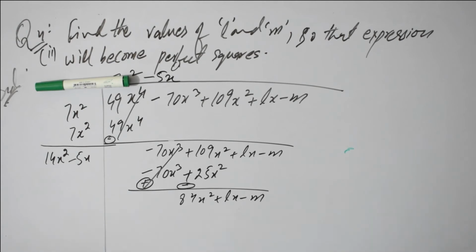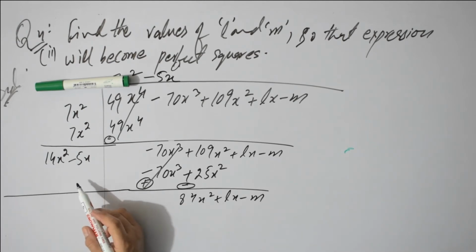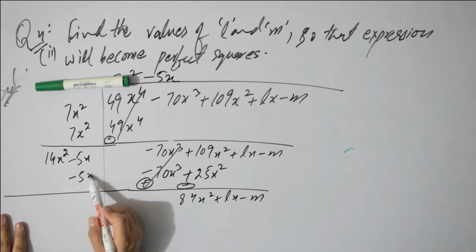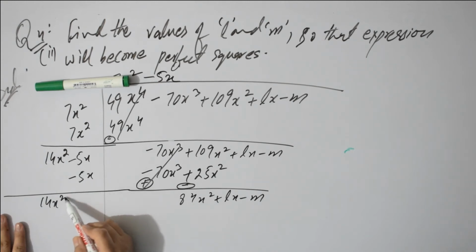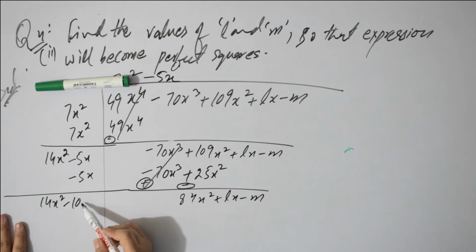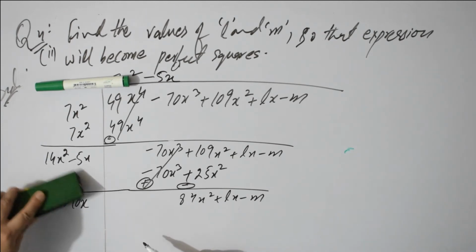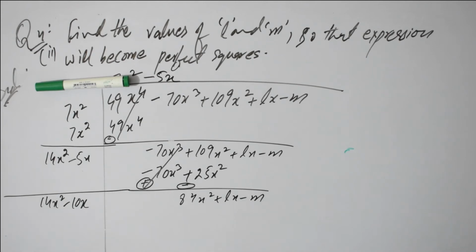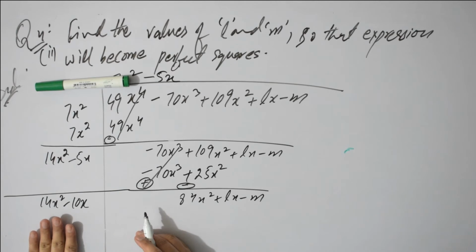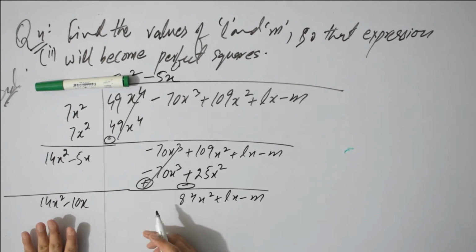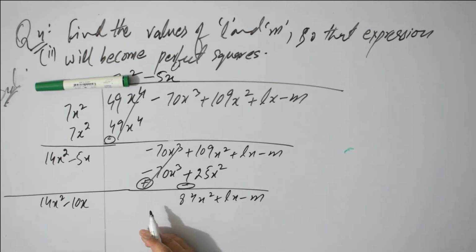Again, what will we do here, students? I am writing this minus 5x again, so it becomes 14x square minus 10x. I am not explaining here too much because in my previous video I explained this question in a lot of detail. The question is finding the square root by the division method. Okay.